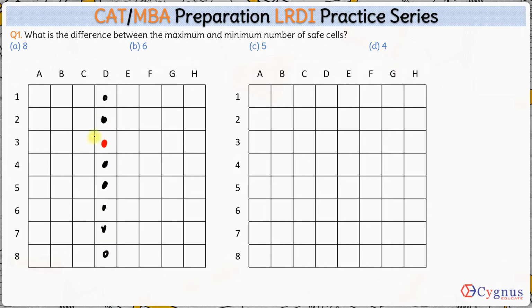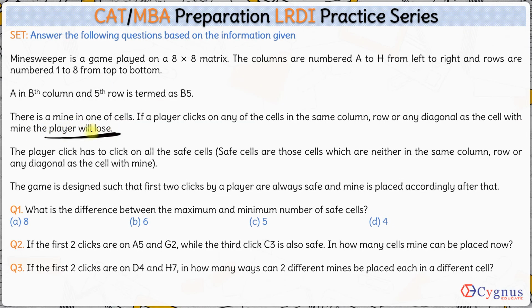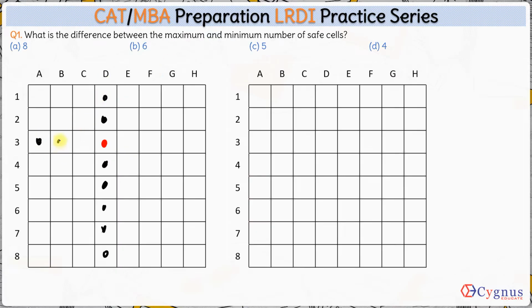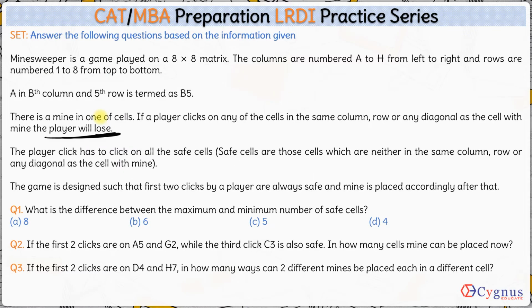if he picks any cell in the column, he or she will lose the game, right? If he picks any cell in the same row, then also he or she will lose. If he picks any cell in the same diagonal, then also the player will lose, right? So if this cell has a mine, the player choosing any of these black colored or the red colored cells, the player will lose. Okay, now the player has to click on all the safe cells to win.